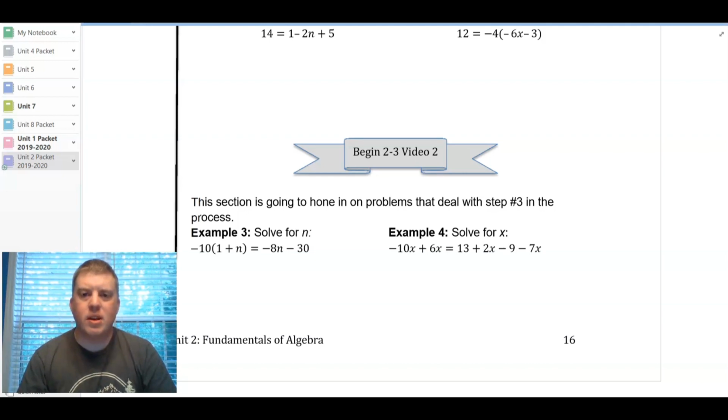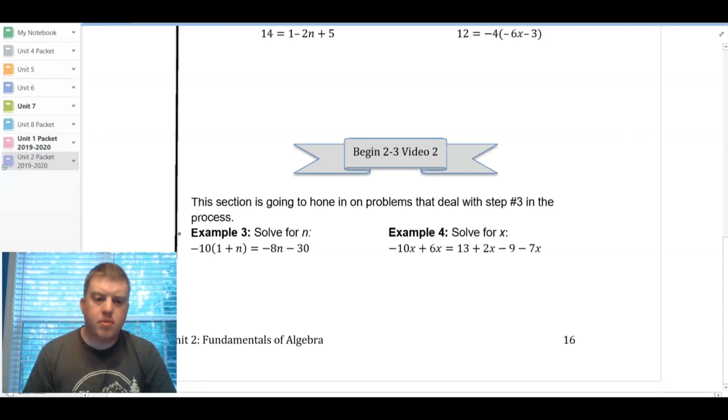Alright, in our second video, we're going to really hone in on some of the problems that involve that third step that we were discussing in the last video, which was getting the variables on the same side of the equation. So we're going to do two examples here where we're going to have variables on both sides of the equation, and we're going to show you how to solve those.